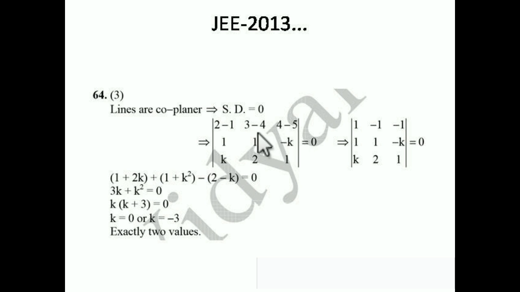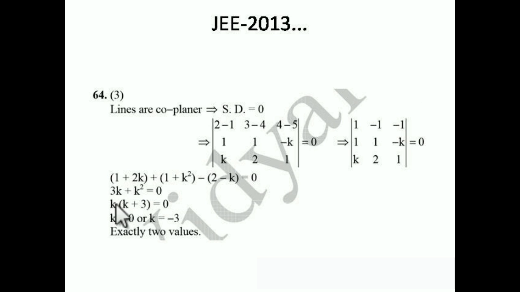So 2 minus 1, 3 minus 4, 4 minus 5, that is x2 minus x1, y2 minus y1, z2 minus z1, and then 1, 1, minus k, k, 2, 1, is equal to 0. Now this is 1, minus 1, minus 1, 1, 1, minus k, k, 2, 1 is equal to 0. Now just simplify this. So 1 into 1 plus 2k, plus 1 into 1 plus k square, then minus 1 into 2 minus k, is equal to 0.